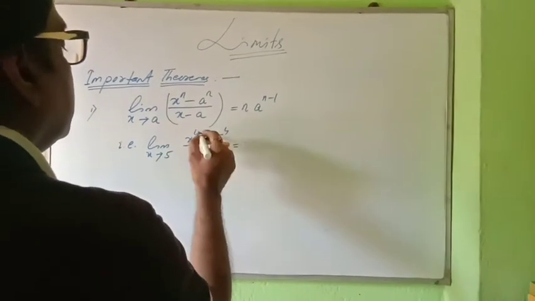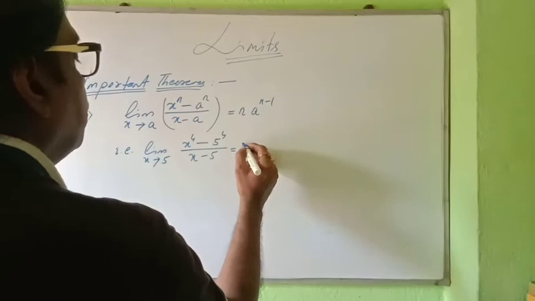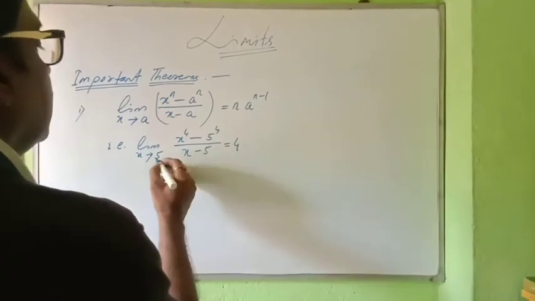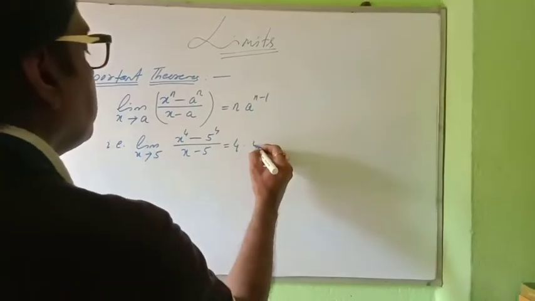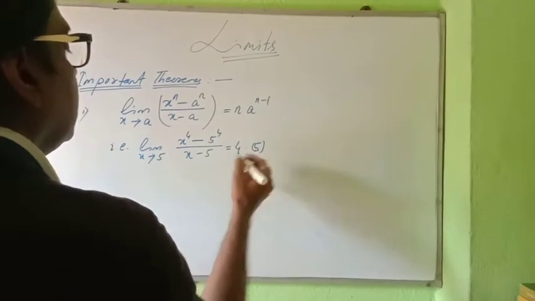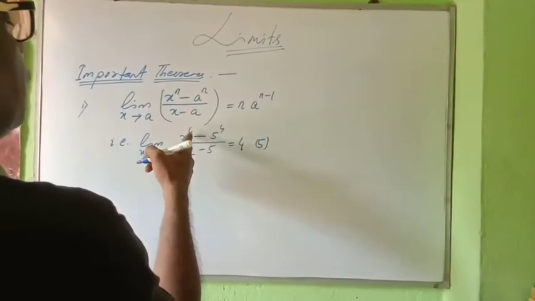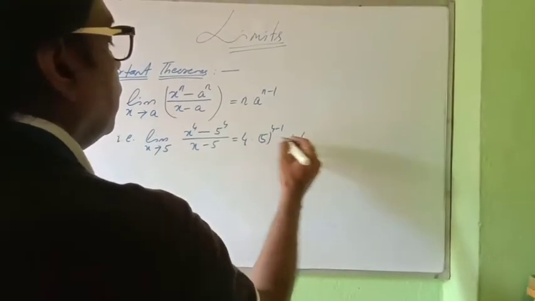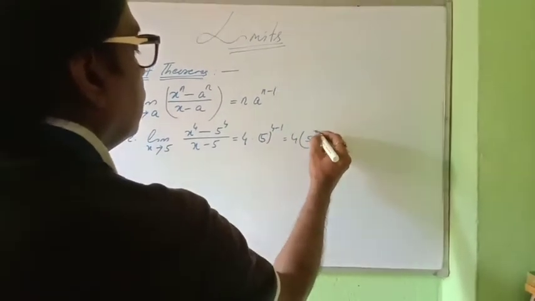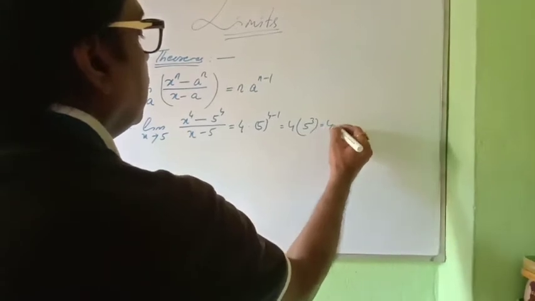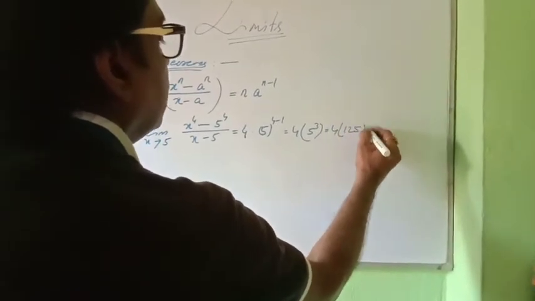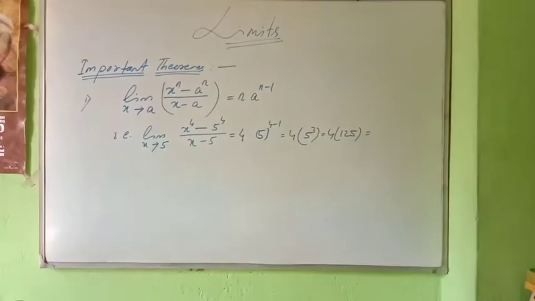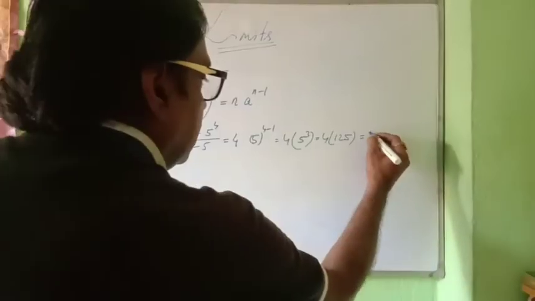Here n means 4, so 4 into a, where a is 5, to the power n minus 1. n is 4, so 4 minus 1. 4 into 5 cube. 5 cube equals how much? 125. 4 into 125, the final answer will be 500. This is the answer.